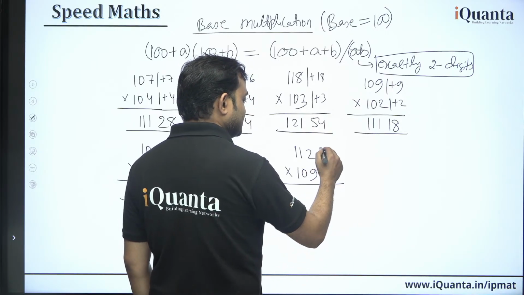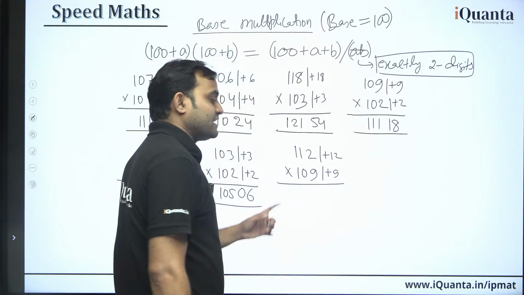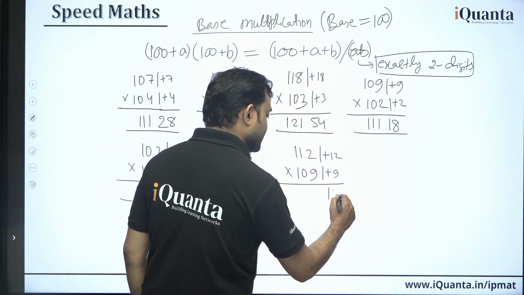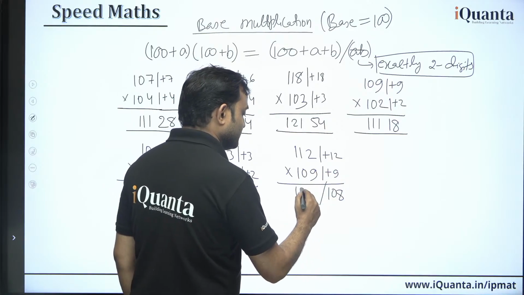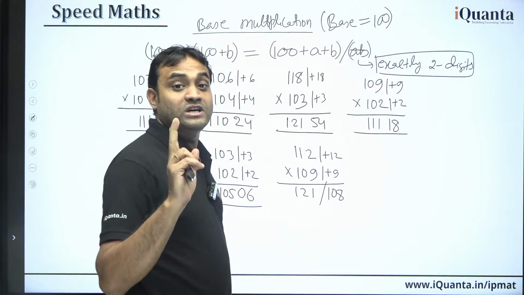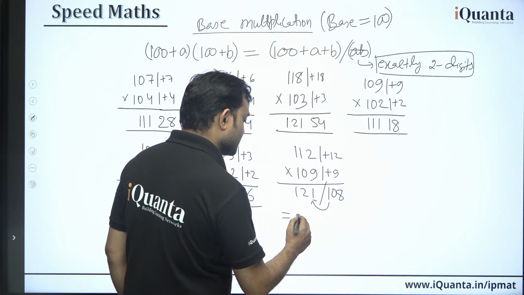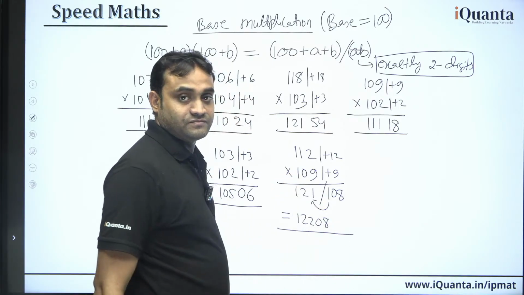In that case, the surplus here is 12. The surplus here is 9. 100 plus 12, 100 plus 9. 12 into 9 is 108. 12 plus 9 is 21. So it will become 121. Now, this 108, we need to take only 2 digits from here. So take this one on this side. So this will become 12208. And that is your answer.